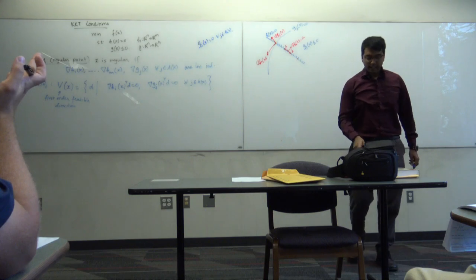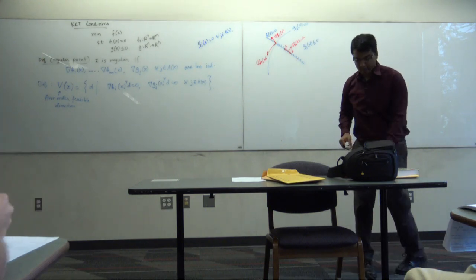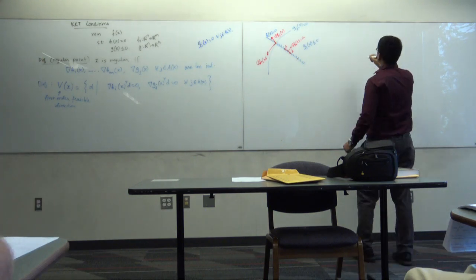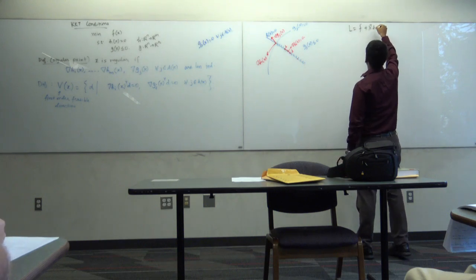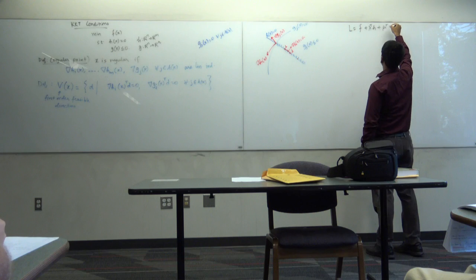Okay, so what's the KKT condition? So the KKT condition says, let me construct the Lagrangian. So L is f plus lambda transpose h plus mu transpose g.